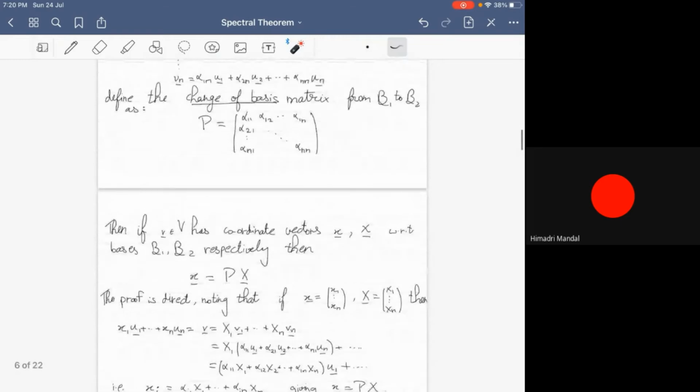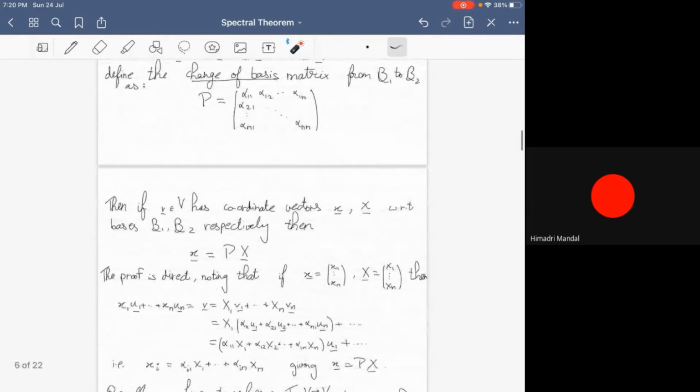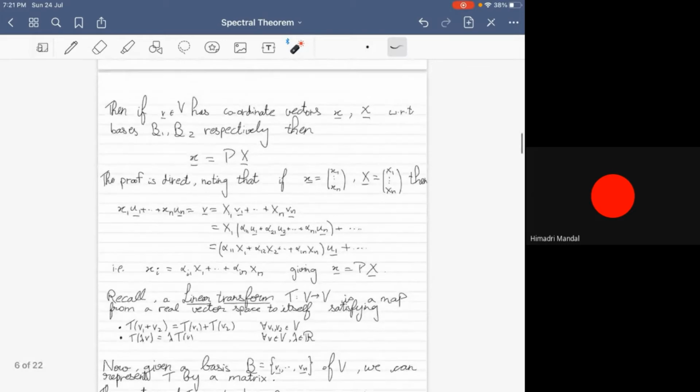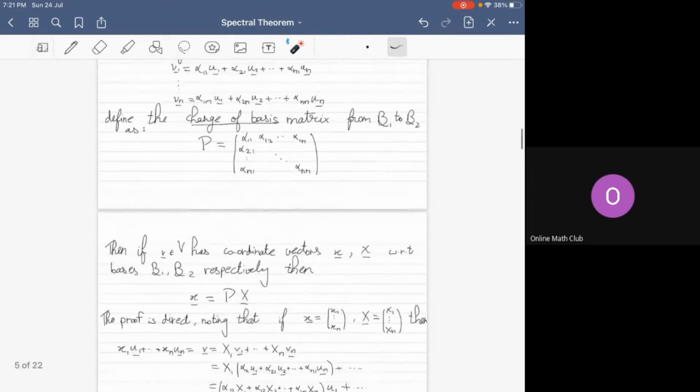So why we do this is because of the following. If a vector V has coordinate vectors x and capital X with respect to these two bases, then we have x is this matrix times capital X. Can you show capital P once more? Okay, yeah, sure.